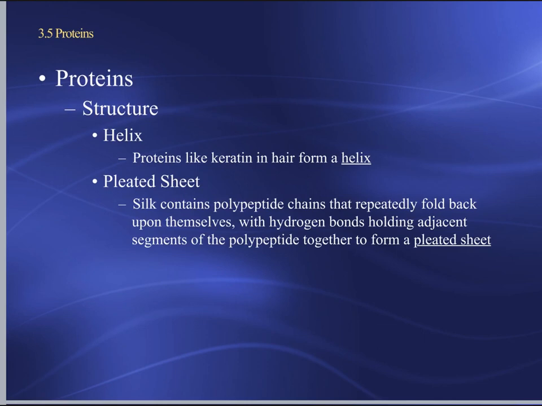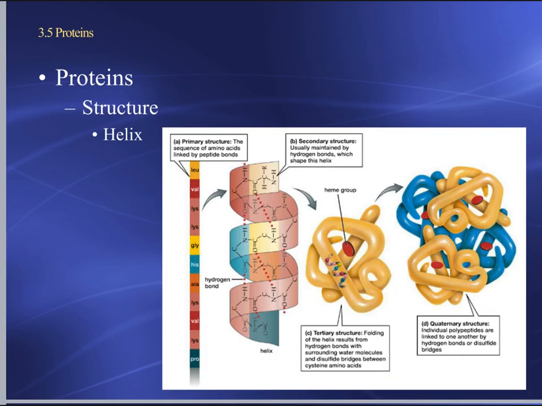Okay, so for helix, proteins like keratin form a helix. So you're going to see that it actually forms kind of this structure that keeps going around and around and around. The pleated sheet, an example of this might be something like silk, contains polypeptide chains that repeatedly fold back upon themselves with hydrogen bonds holding adjacent segments of the polypeptide together to form a pleated sheet. Okay, if you know what pleated pants are, it means you've got to fold on the front of them. So this kind of folds over, and we'll see what this looks like.